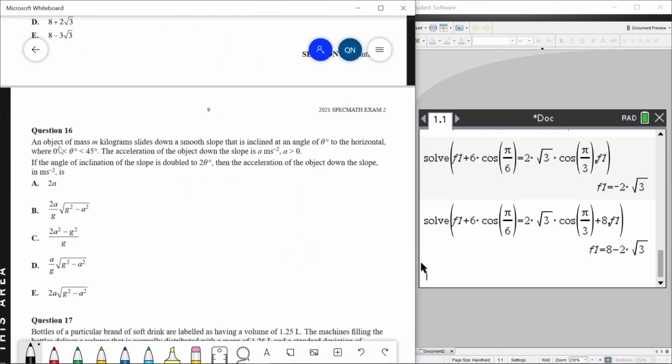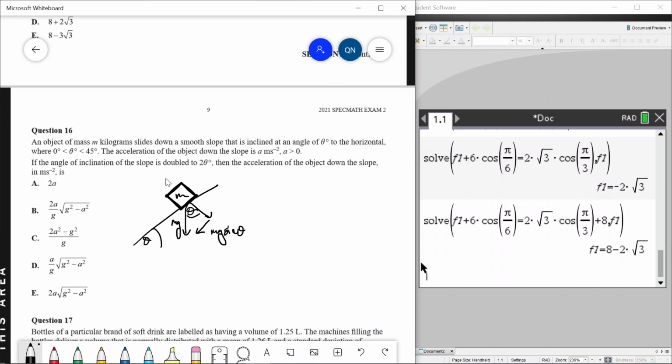So question 16, we've got an object of mass m kilos that slides down a smooth slope. So let's draw up a little picture. So this is some theta, mass m kilograms, and theta is between 0 and 45, and the acceleration of the object down the slope is a. So we can draw out a little diagram over here. So this is mg, we've got some other arrows acting here. This is theta, and this is mg sine of theta.